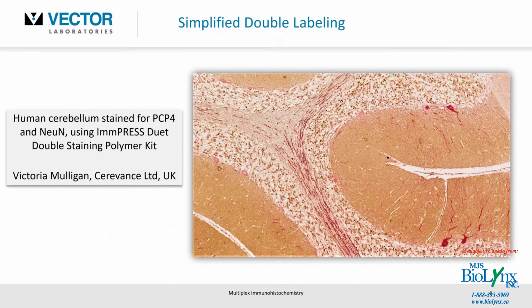And just to give you a real life example of that, an investigator, Victoria Mulligan, submitted this given image as one of our photo contest submissions in a previous year. And Victoria looked at two antigens, PCP4, highlighted by the red staining there, the vector red staining, and NeuN, which is a common neuronal marker there. And this is in brain tissue. Obviously, human cerebellum is indicated there. So it just gives you an idea about a real life example of how one of these ImmPRESS Duet double labeling kits could be utilized.